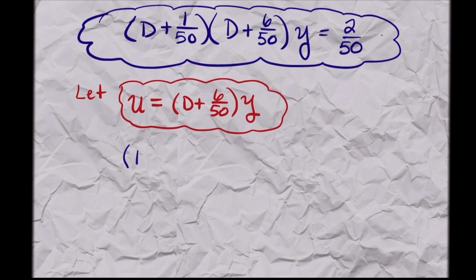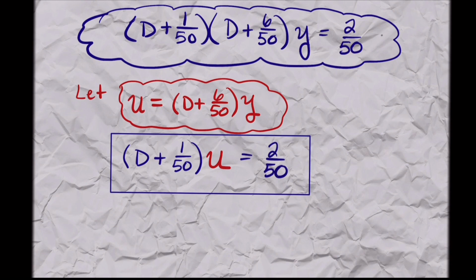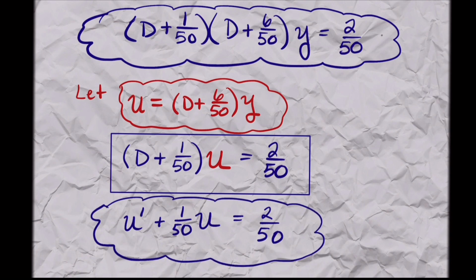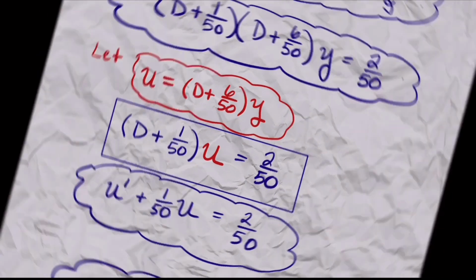And we start by a substitution, letting u equal D plus 6/50 times y, and then substituting that into the equation above, giving us u prime plus 1/50 u equals 2/50. A first-order differential equation.